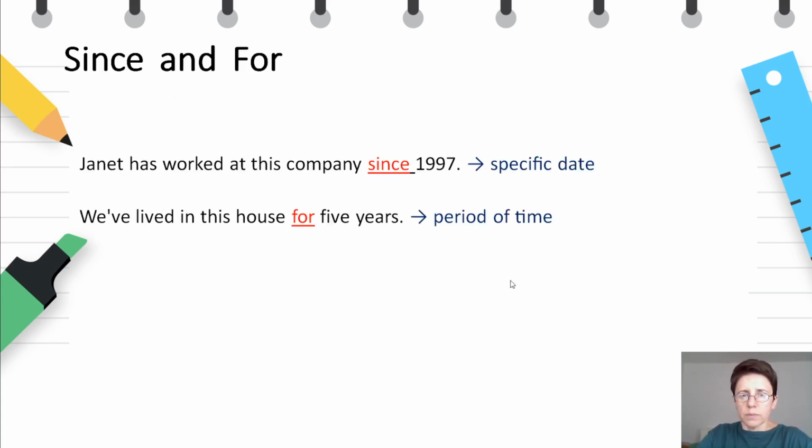Since and for are two expressions which we use with the present perfect. We use since with specific dates. For example, Janet has worked at this company since 1994, and we use for with periods of time. For example, we've lived in this house for 5 years.